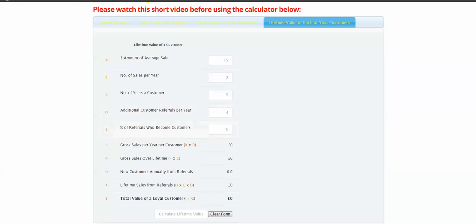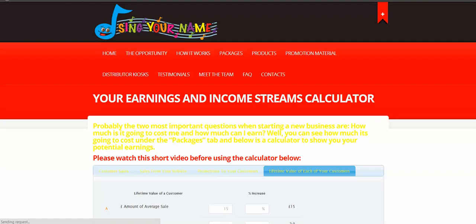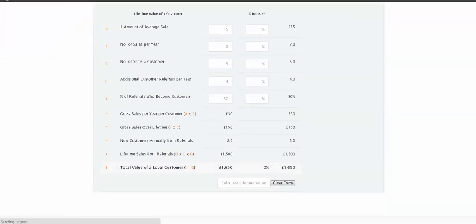Now, underneath here on E, it says percentage of referrals who become customers. Let's say that only 2 of those 4 people, although most of them become customers, but let's just say 50% become a customer. So now we've got some figures put in there. Let's see what the value of that one customer is actually worth to you by clicking the Calculate Lifetime Value button here.